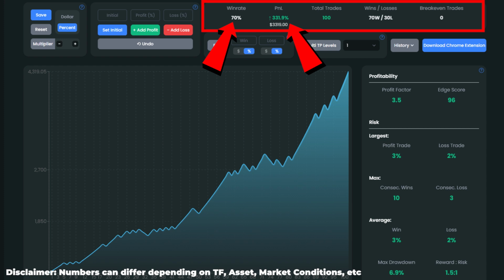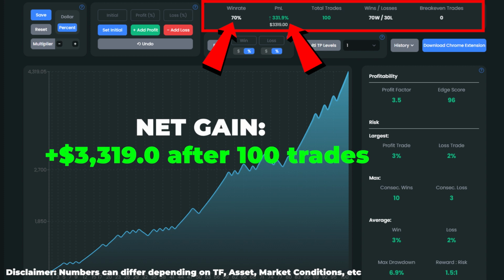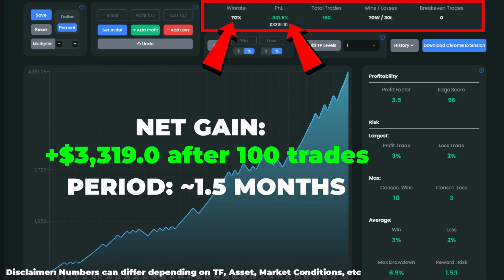Let's say you begin with $1,000 in initial equity. This strategy will generate a net capital gain of around $3,319 after 100 trades. Also, those 100 trades were found in about 1.5 months.